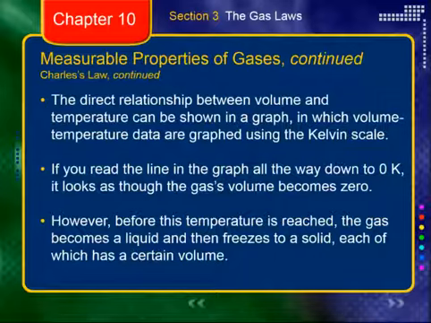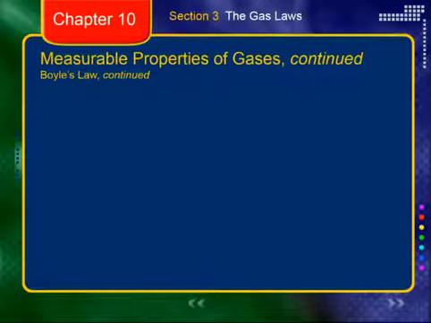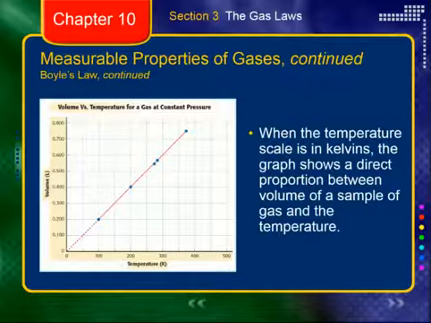If you read the line in the graph all the way down to 0 Kelvin, it looks like the gas's volume becomes 0. However, before this temperature would be reached, the gas would become a liquid and then freeze to become a solid, which will definitely have a certain volume. So that's just an interesting quirk about this graph. If we follow this line all the way down to the origin, it seems like, oh, okay, at absolute 0, right, 0 Kelvin, there'll be no volume.